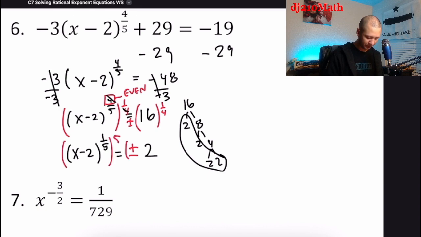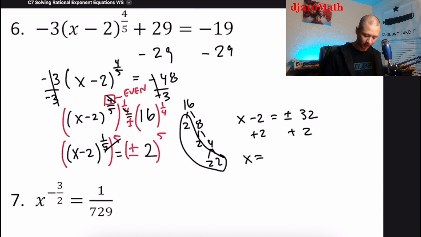All right. Power 5 to both sides. 5 is an odd number, so plus or minus can come out. And 2 to the 5th power. So 2 times 2 is 4, times 2 is 8, times 2 is 16, times 2 is 32. So x minus 2, right, because on the left-hand side the 5s cancel, is equal to plus or minus 32. Adding 2 to both sides, we're going to get x is equal to 32 plus 2, 34. And x is equal to negative 32 plus 2, which is negative 30.